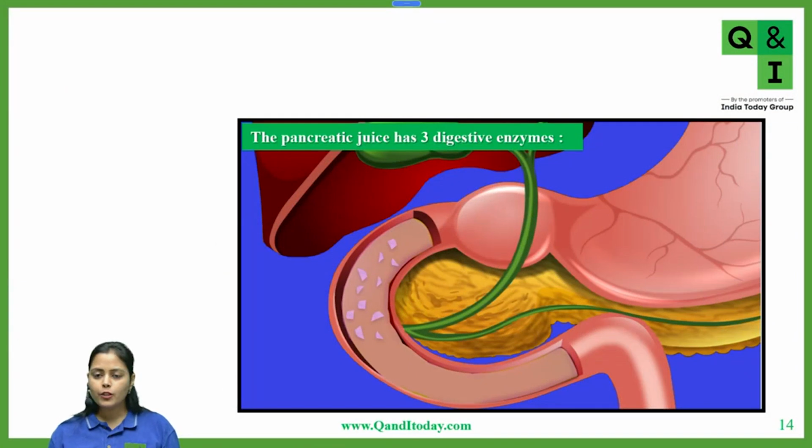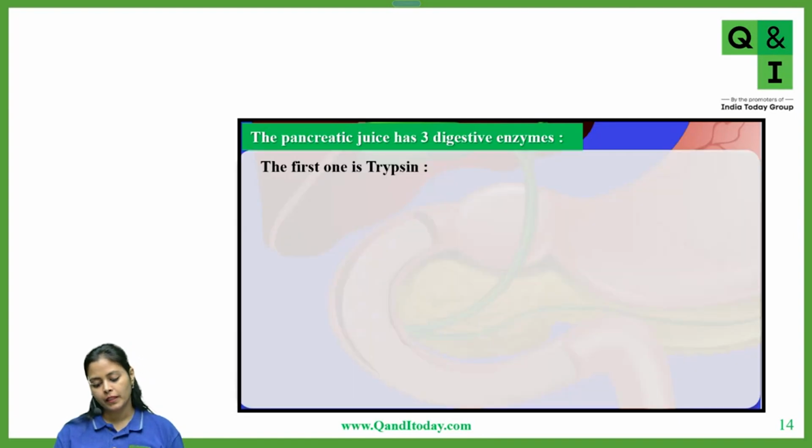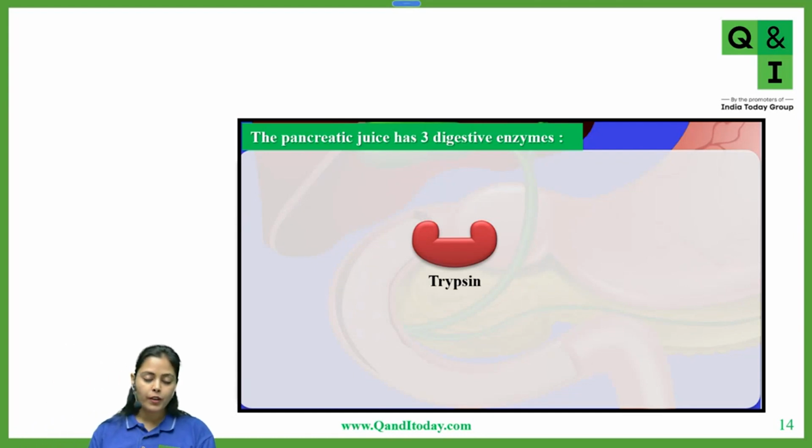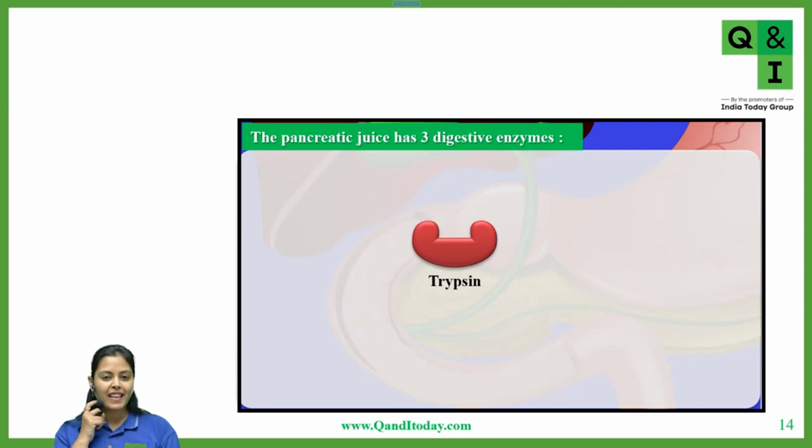The pancreatic juice has three digestive enzymes present in it. The first one is trypsin. Now, if you could recall from the previous class, I had given you one trick, that how exactly can you remember which type of molecule is getting digested in which part of the digestive system.